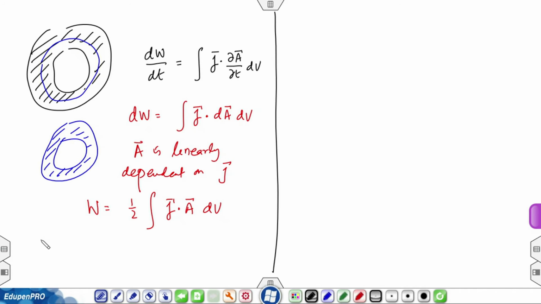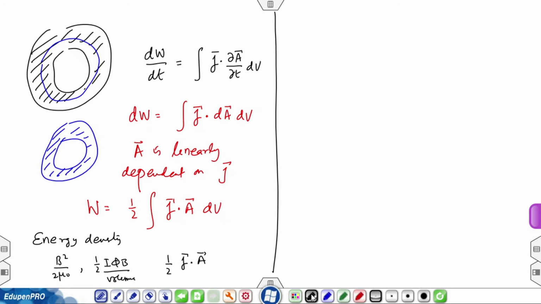Let me write this in terms of energy density. One is B squared over 2 μ0. Second, the total energy is 1/2 I Φ_B, which I can divide by the volume. And the third one is 1/2 J dot A.